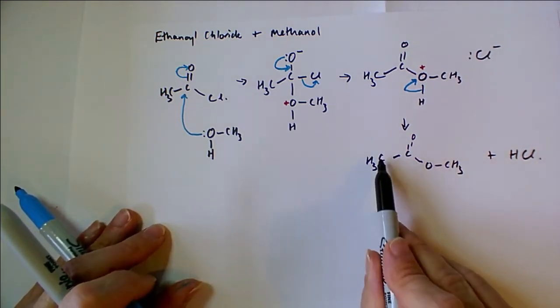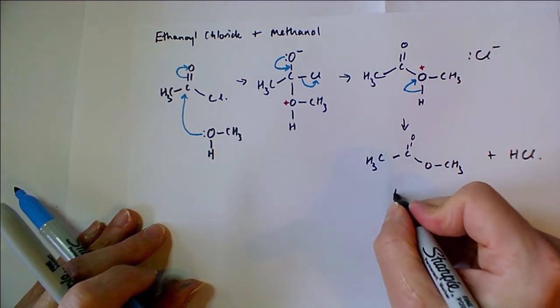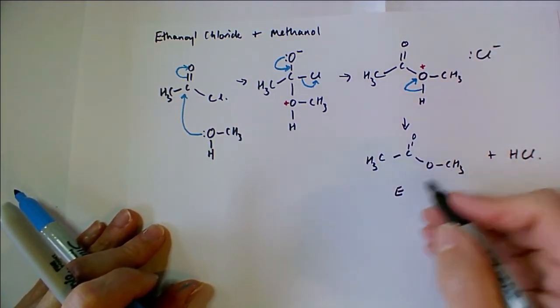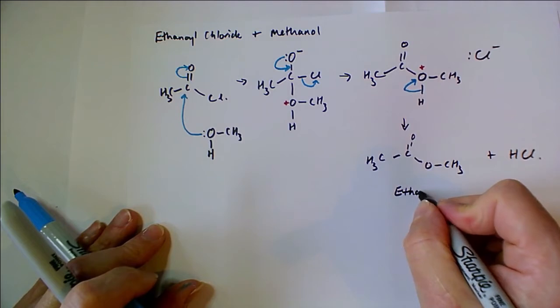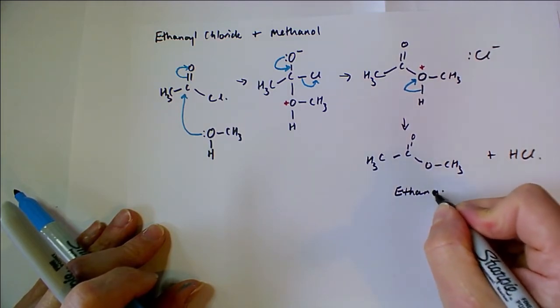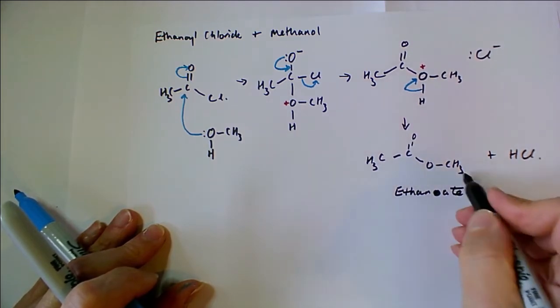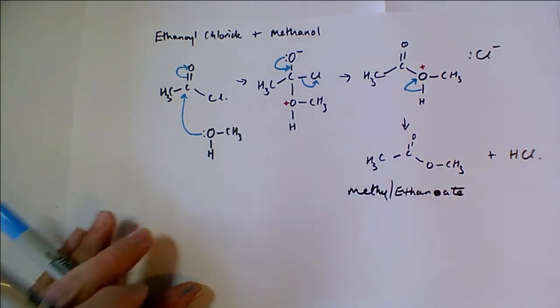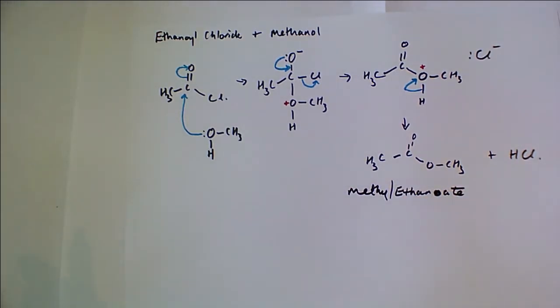And now I've made 2 carbons there. It's an ester, C double bond O, O, with a methyl group there. So it's an ethanoate. And because I've got a methyl group there, I put that there, so I've now made methyl ethanoate.